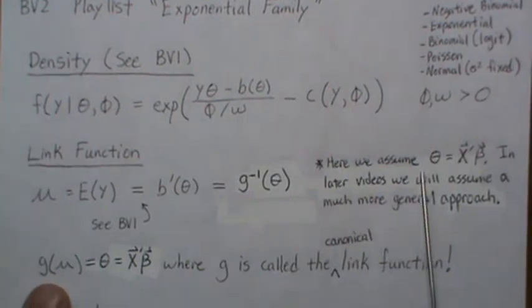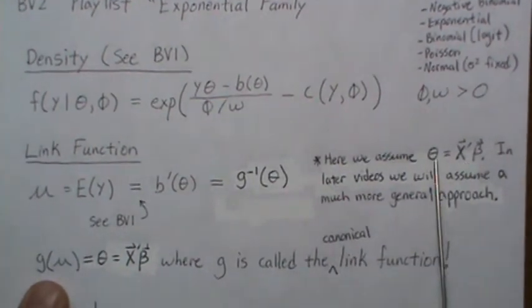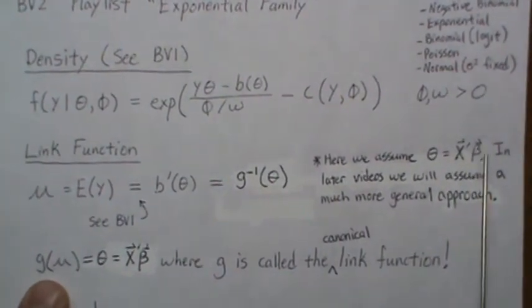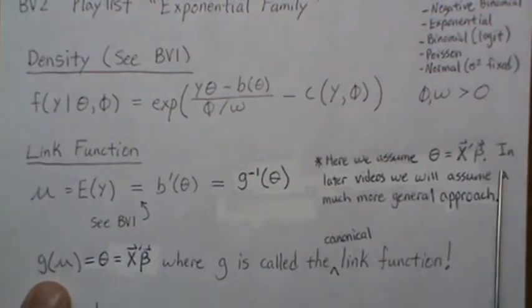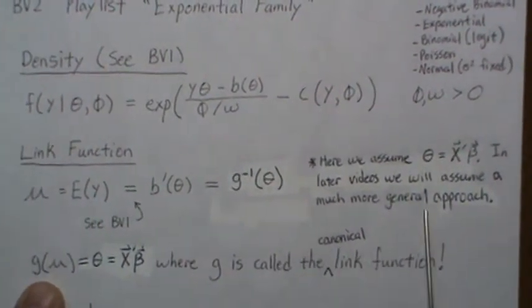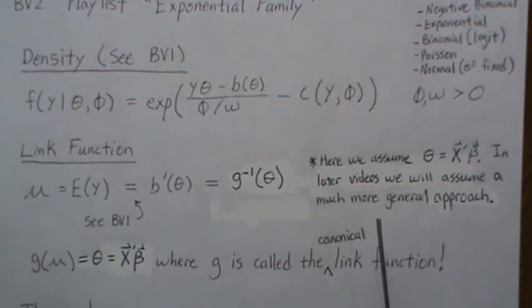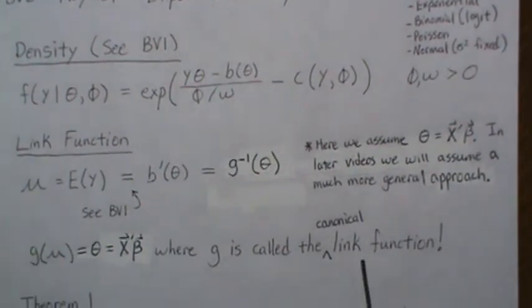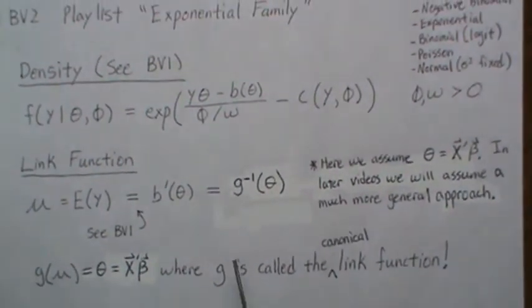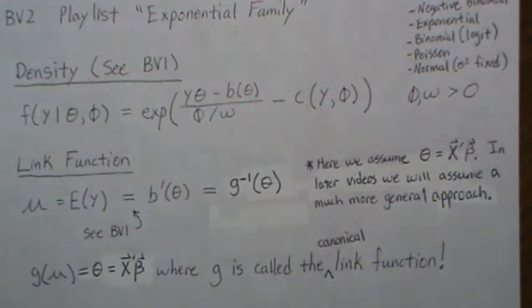So here we assume that theta, the canonical parameter, can be represented by this linear combination. In later videos, we'll assume a more general approach. So we're going for the canonical link functions in this video. Now, and that's it. That's a canonical link function.